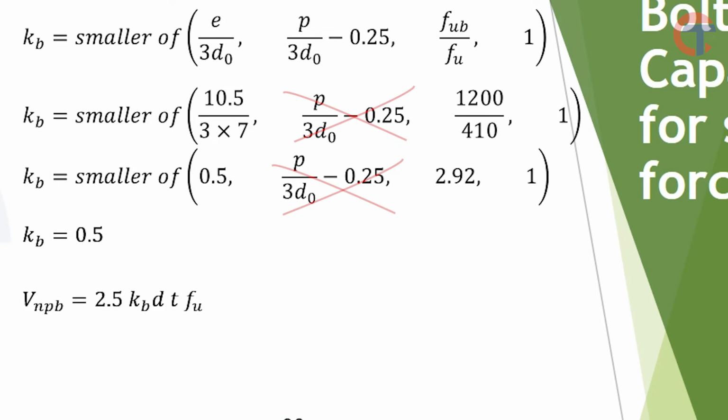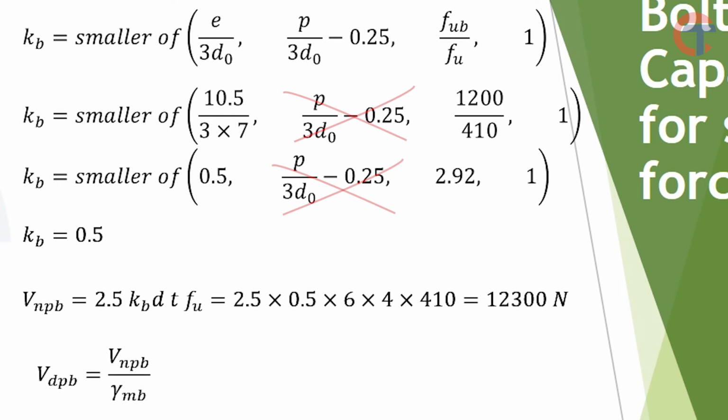Putting all the values in VNPB, we get VNPB is equal to 2.5 into 0.5 into 6 into 4 into 410, where 0.5 is Kb, 6 is the diameter of the bolt, 4 is the thickness of the plate, and 410 is the ultimate stress of the plate. So we get VNPB is equal to 12,300 Newton.